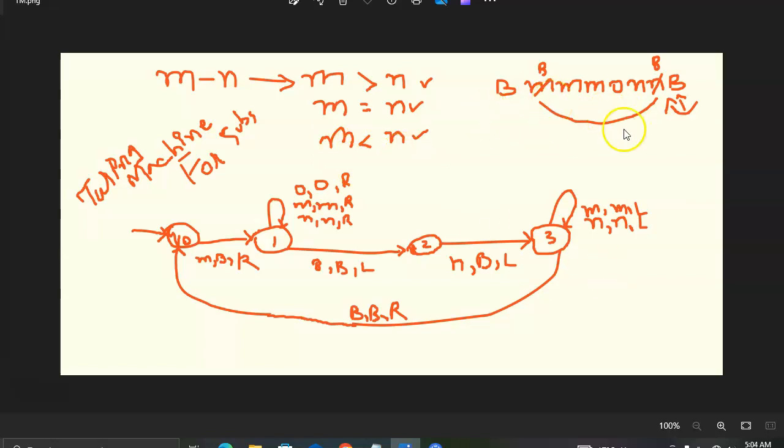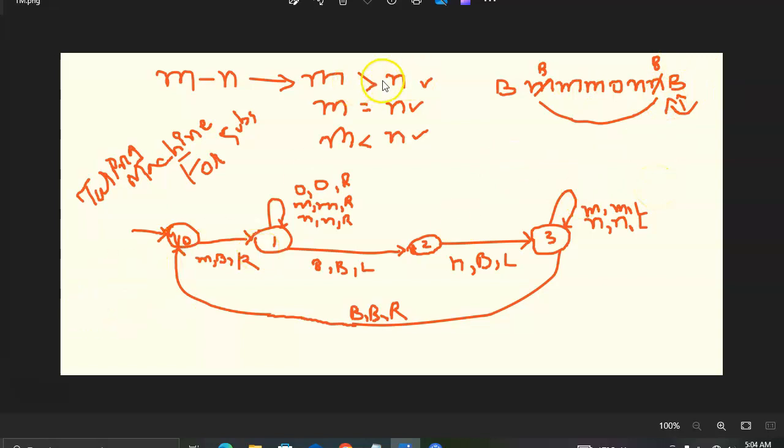So here I have taken 3 M's and 2 N's, and I have separated these M's and N's with the help of a 0. As we know, at the starting and the ending there are blanks in the tape of a Turing machine. At the left and rightmost side of the tape we will find blanks.